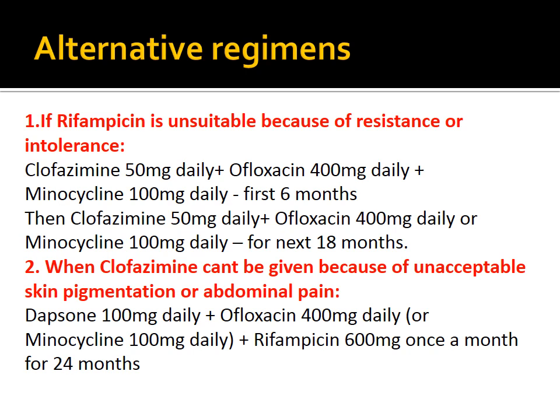Clofazimine is compulsory, 50 milligram daily. Then out of Ofloxacin and Minocycline, only 1 drug with the same doses. So this is a total 24 months treatment if rifampicin is unsuitable, because of resistance or intolerance.